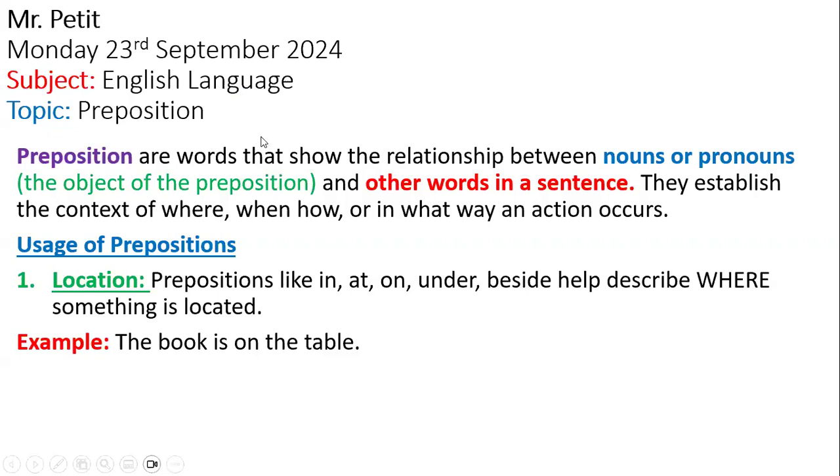Mr. Batiste, I'm going to read it right now. Let me see. Okay, so let me see. The cat is under the table. The balloons are in the air. The cat is under the bed. The food is in the pantry. Very good. I went in the room.